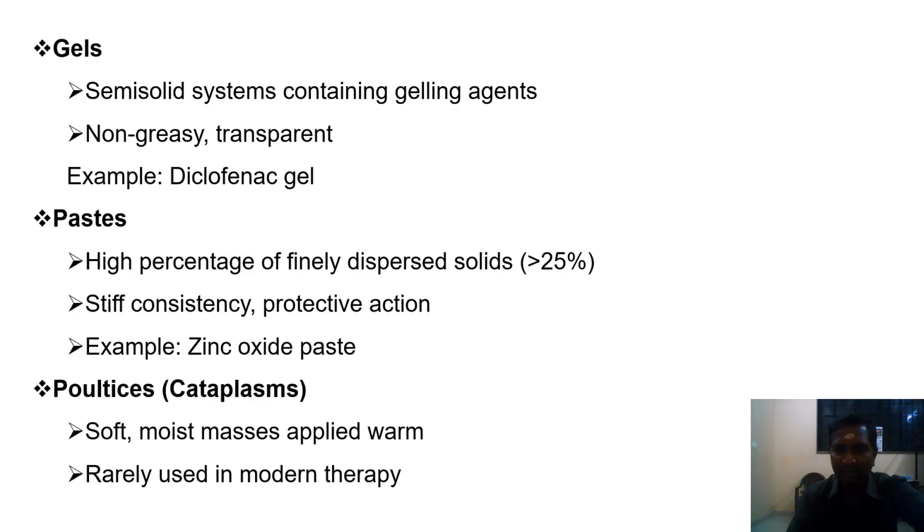Next are pastes. Pastes are semi-solid preparations that contain a high percentage of finely dispersed solid particles, usually more than 25%. Because of this high solid content, pastes have a stiff consistency and provide protective action on the skin. An example is zinc oxide paste, which is often used as a protective skin preparation. Another type mentioned here is also called cataplasm or poultice. These are soft moist masses that are usually applied warm to the skin. However, poultices are rarely used in modern therapy as more advanced dosage forms are now available.